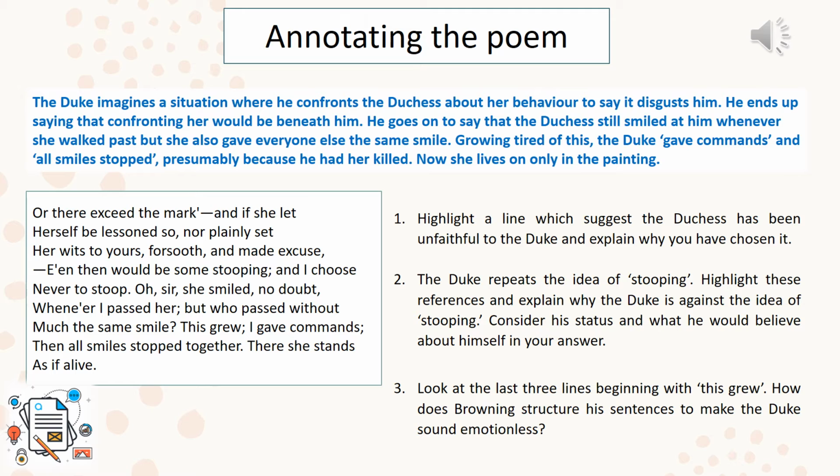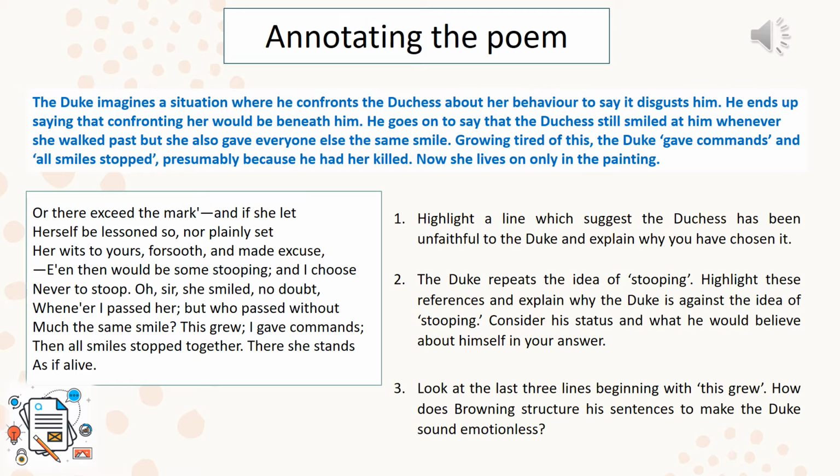So why would he be beneath being quite confrontational with this woman? What would he want from her? Would he want her to do that because she is a woman, or because she's of a lower status and he's elevated her? Okay, so you need to think about that. Also the word never. Okay, and lastly, you need to look at the last 3 lines, beginning with "this screw." How does Browning structure his sentences to make the Duke sound emotionless?